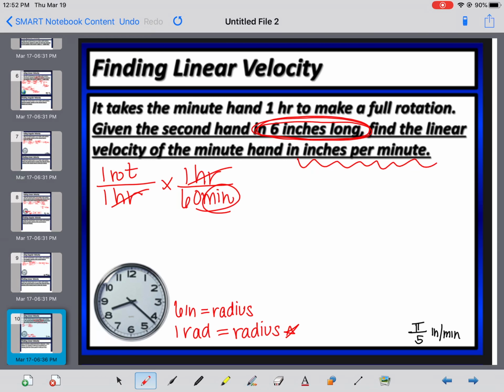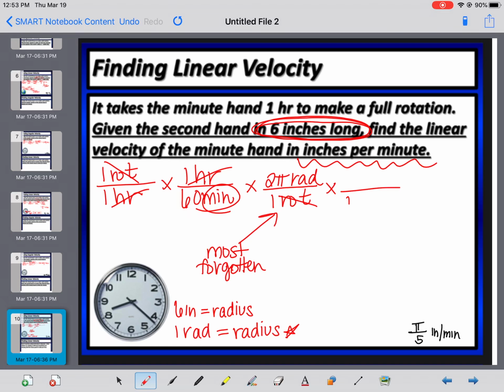Okay, so in order to use this conversion, our problem has to first be in a radian. So 2 pi radian over 1 rotation. This is the step that's most forgotten. Okay, to convert into a radian before you use 1 radian equals 1 radius. You can't do that if the problem is in a rotation. So now that it's a radian, 1 radian equals the radius. In this case, 6 inches.